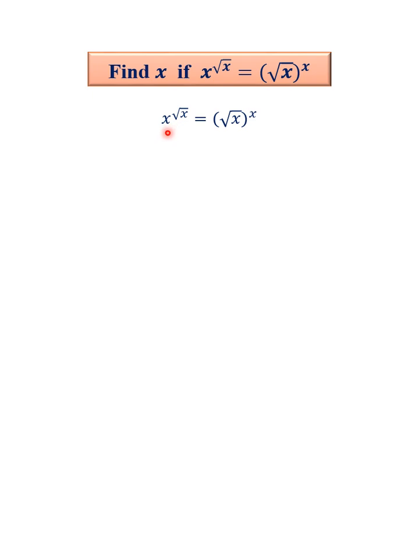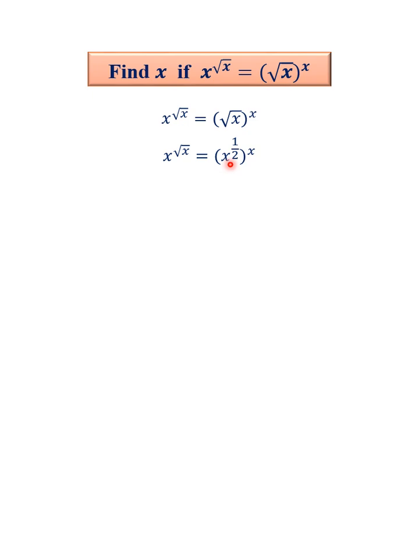If this is in the base of x, we want to make root x to be in the base of x. To do that, we can rewrite root x as x raised to power half. So we have x root x is equal to x raised to power half all raised to power x, because x raised to power half is the same thing as square root of x.